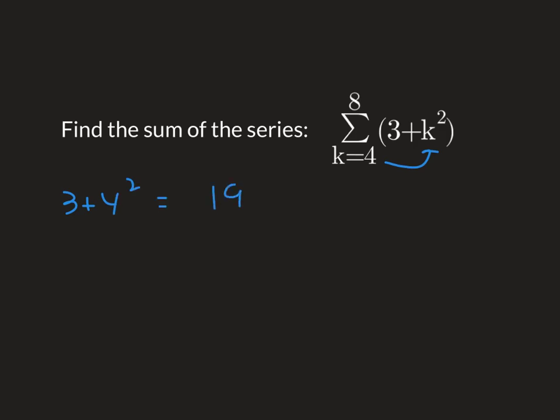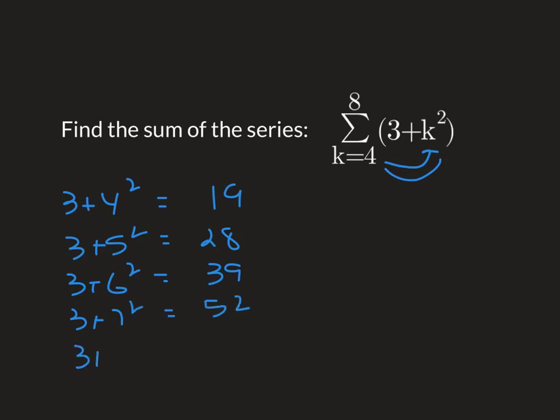Then I'm going to plug in the next number. I'm going to plug in the 5. 3 plus 5 squared is 28. And then I'm going to plug in the 6. 3 plus 6 squared, 39. Then I'm going to plug in the 7. 3 plus 7 squared, 52. Plug in the 8. 3 plus 8 squared, 67.